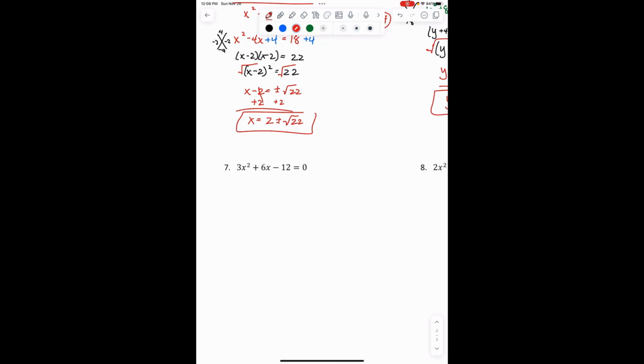And then last couple here. If we look, first step, make sure that number in front of x squared is 1. Not a 1, it's a 3. So we've got to make it a 1. So we've got to divide everything by 3. Okay, so that would give us x squared plus 2x minus 4 equals 0. Okay, now it's a 1. So next step, move the constant over. So add that 4.